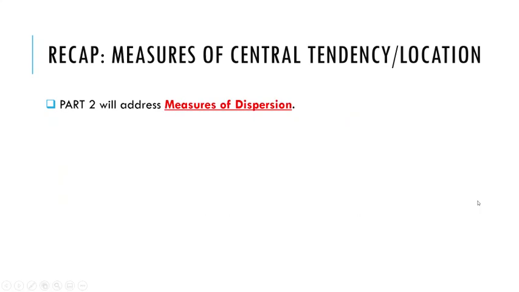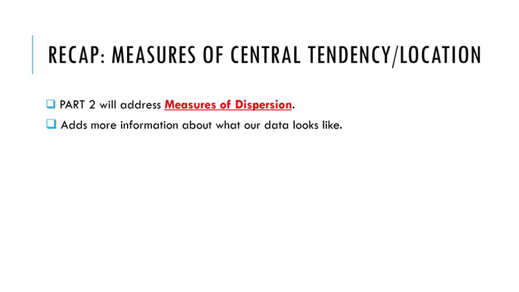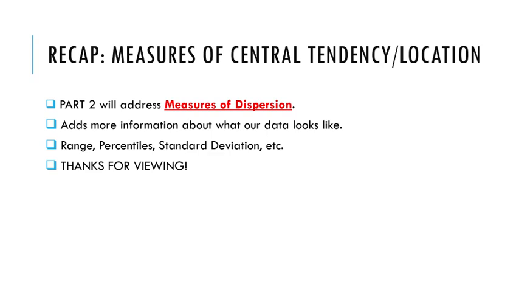So in part 2 of our unit on descriptive statistics, we're going to address these measures of dispersion, because when we combine measures of dispersion with our measures of central tendency, now we can tell a much better story. It's certainly going to add information about what our data looks like. And so measures of dispersion are things you're also familiar with: range and percentiles, standard deviation, variance. So that will be our topic for part 2.